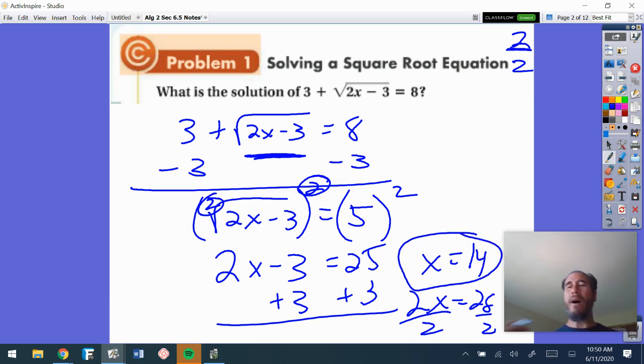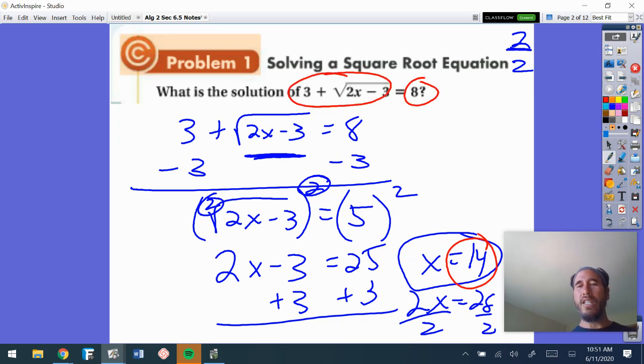Now, the cool thing about math is you can always check to make sure you got the problem right, and for these problems, we're going to have to actually do that. How do I check it? Well, you take that x value of 14 and you plug it in, and you see if you get 8 as your answer. So let's check it.